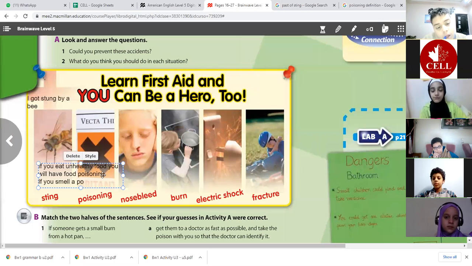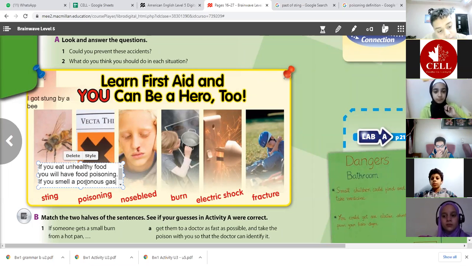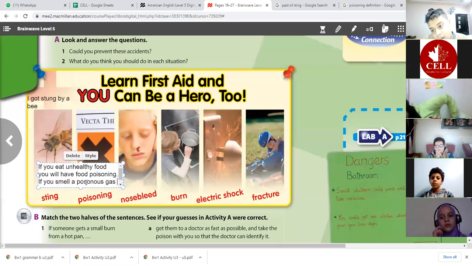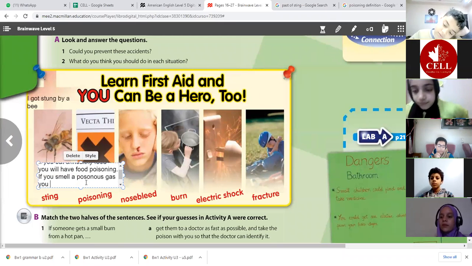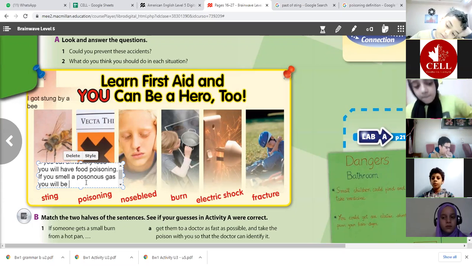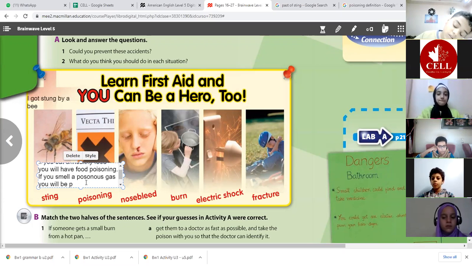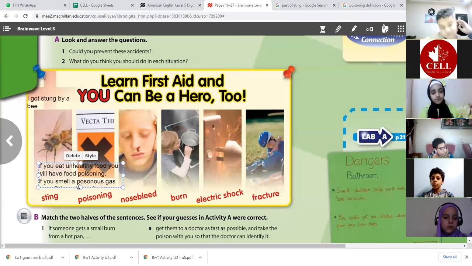If you smell a poisonous gas, okay. You will be poisoned. Poison. Poison. Okay, if you smell a poisonous gas, you will be poisoned. Okay, good job.